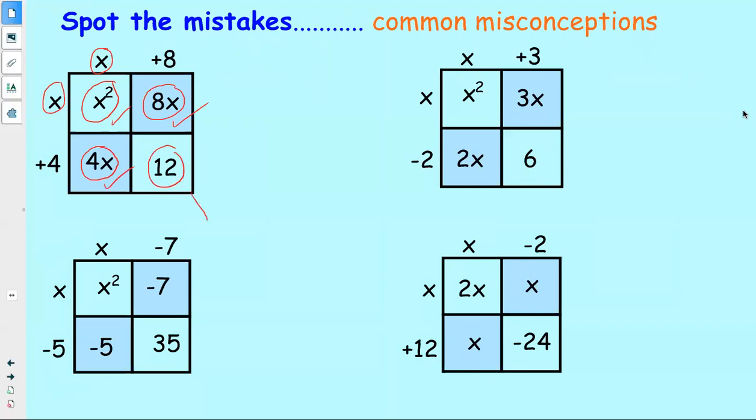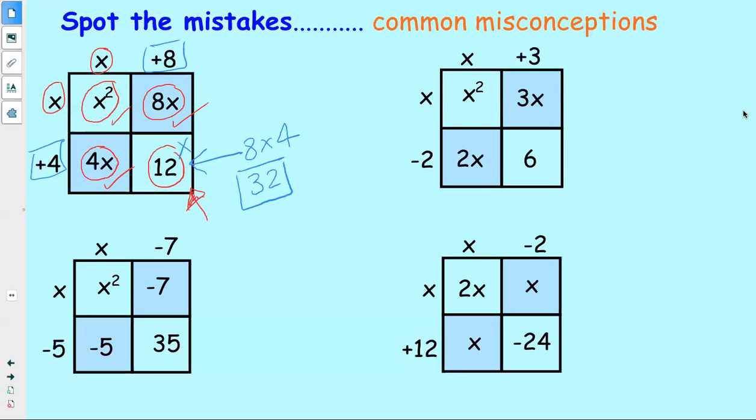Now this, can I just say, there are many students that do this. They just see this positive 8 here and this positive 4. They see an add 8 and an add 4, and they just automatically want to add the 8 and the 4 together to get 12. But remember, you are multiplying these together. You are multiplying the 8 by the 4. So the answer in there is not 12. This is wrong. The answer in there is your 8 multiplied by your 4, which is in fact 32. Okay.